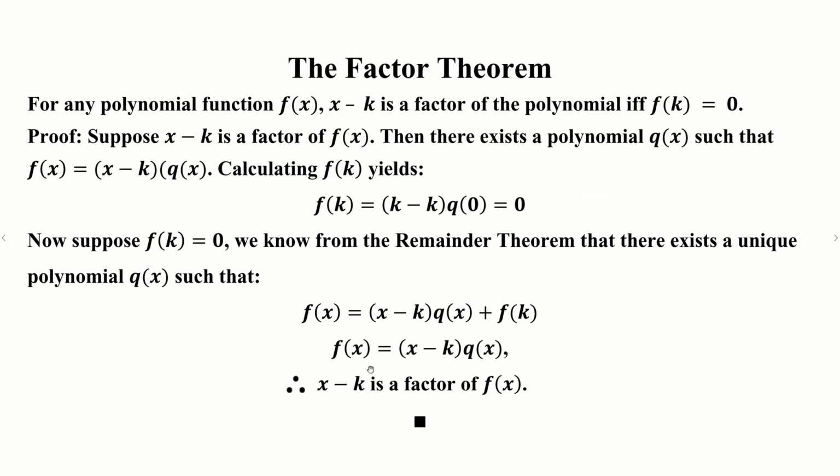Now what does this mean? If we show that f of x is just some polynomial times x minus k, that means that x minus k is a factor of f of x. That's just basically what being a factor means, right? So make sure that this simple but really important theorem is fully understood before you proceed.